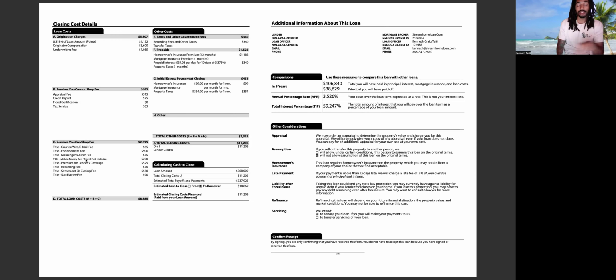Even on a purchase transaction where you go to the office, they're still going to charge you a notary fee, but it may not be as high, and it won't be categorized as a mobile notary fee.